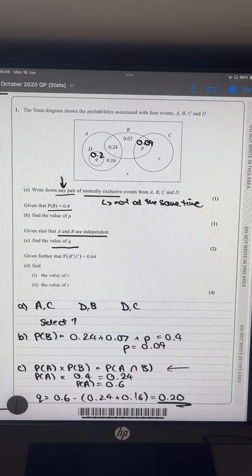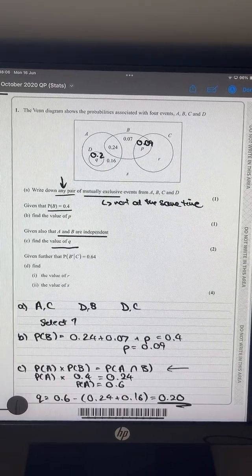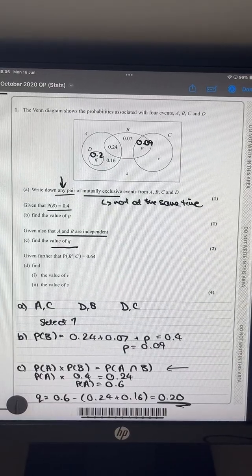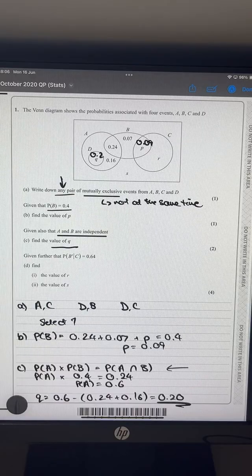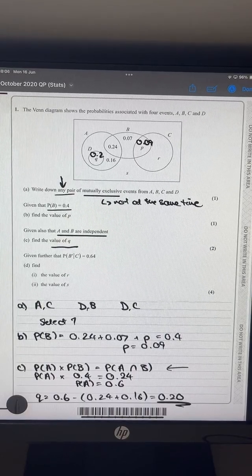How do you know P(B) is 0.6? P(B) is not 0.6, P(B) is 0.4 over here. The value of P(A) is 0.6 because of this formula. It's in the first textbook, I think in the probabilities chapter.